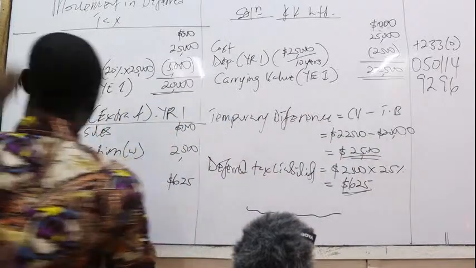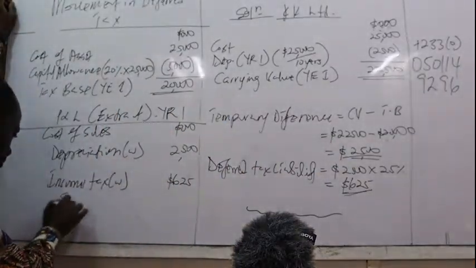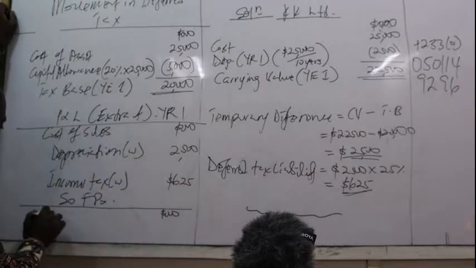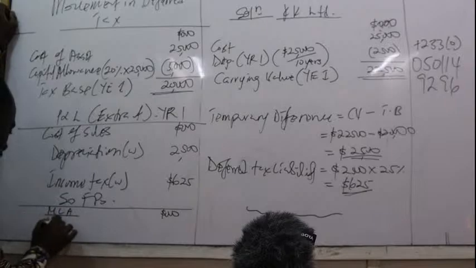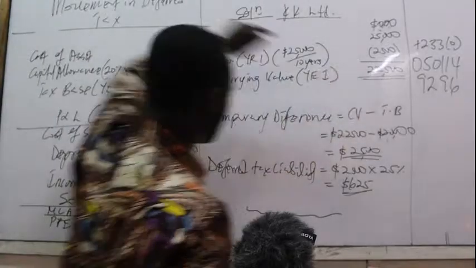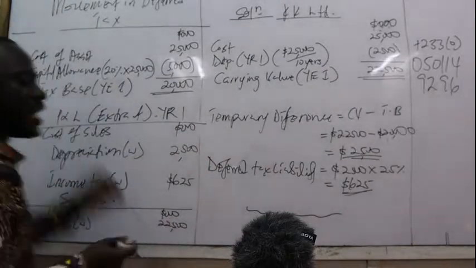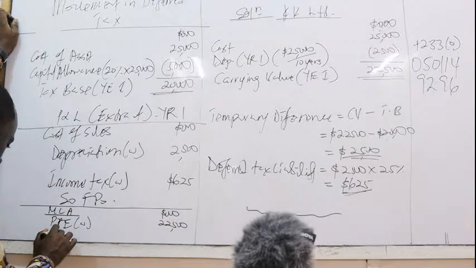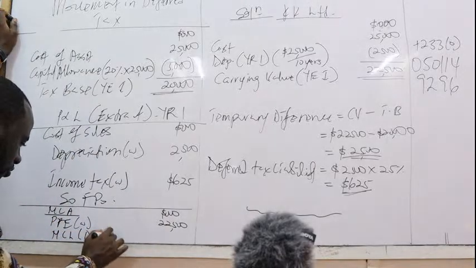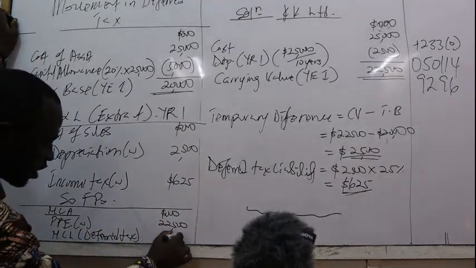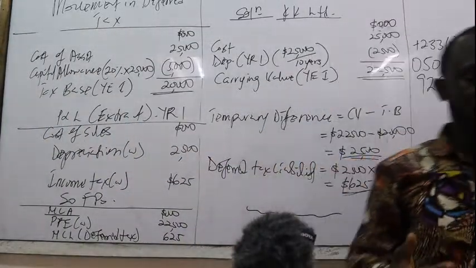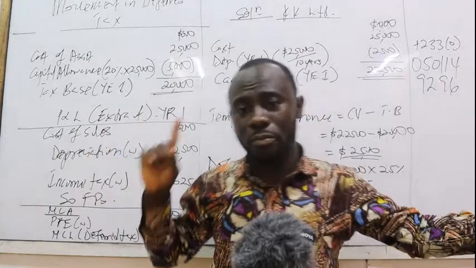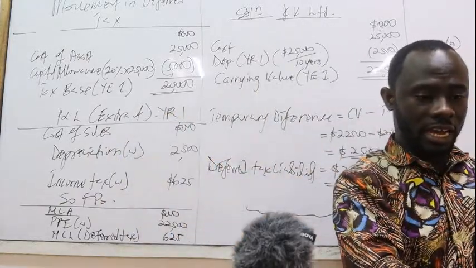Then in the statement of financial position, if we want to extract that, we're going to have under non-current assets, property, plant, and equipment, and that's going to be the carrying amount of 22,500. Then under non-current liabilities, we're going to bring the deferred tax, and that is 625. So this is the extract financial statement we prepare for the first year. Now you can see that this is simple. A lot of things are not happening here. We can pick it up and go our way. So put it down and then let's continue.